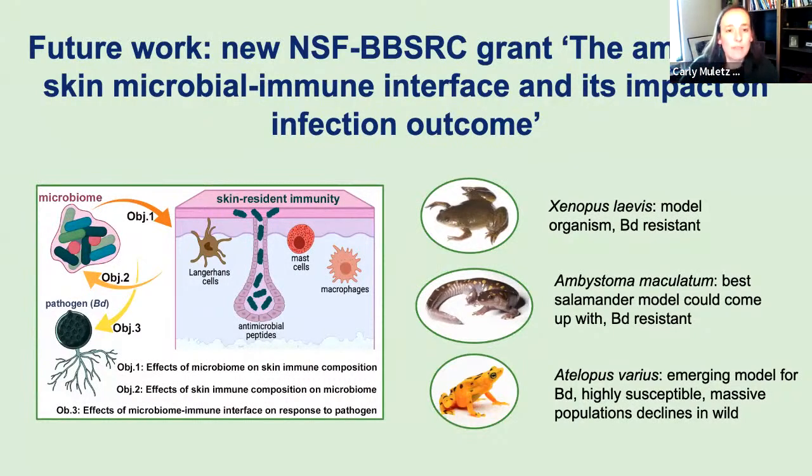And just briefly, with the last few minutes, I wanted to mention that we recently received an NSF BBSRC grant looking at the amphibian skin microbial immune interface and its impact on infection outcome, where we are going to look at 3 species: Xenopus laevis, Bistum immaculatum, which was the best salamander model I could come up with, which is a topic for another discussion, and Atelopus sphaereus, the Panamanian frog that is highly susceptible to BD. We're looking at how the immune system is interacting with the microbiome.